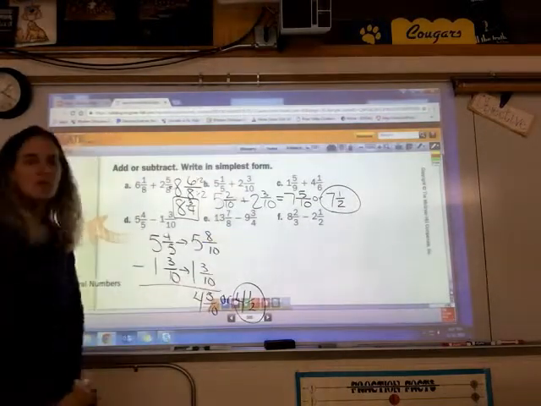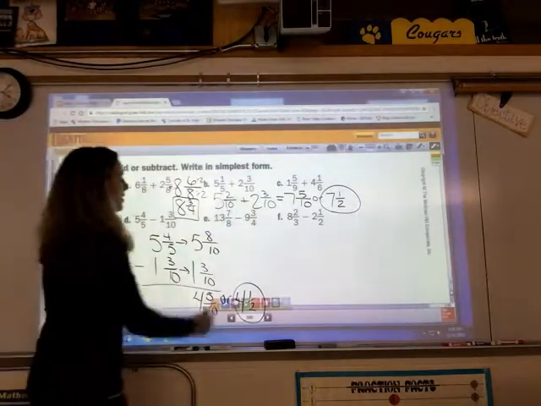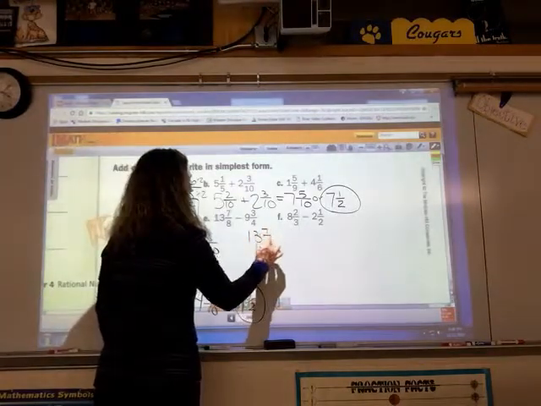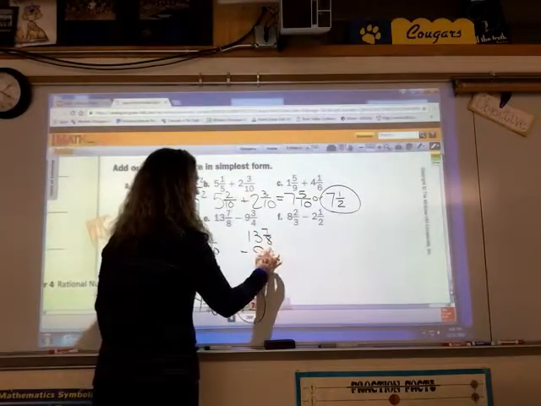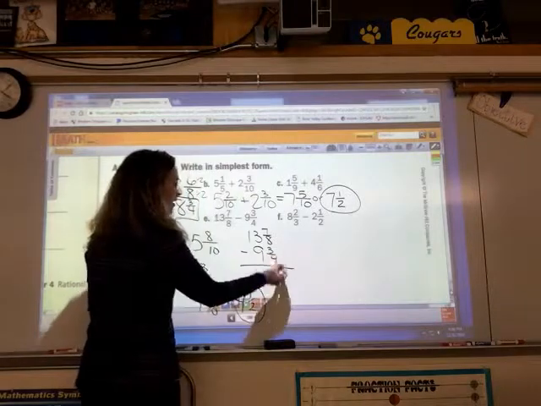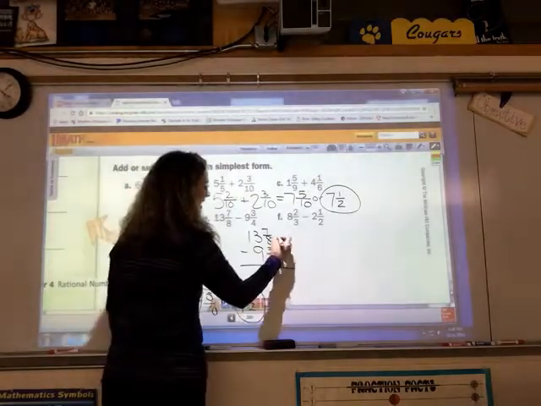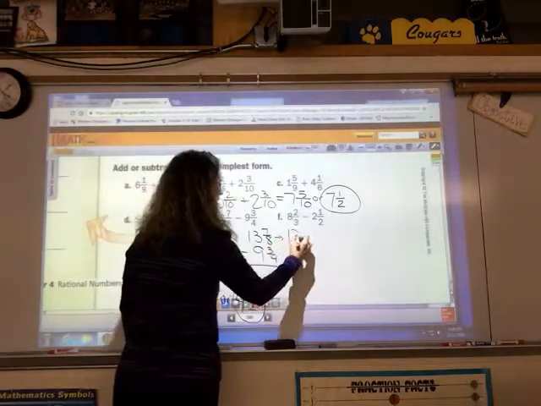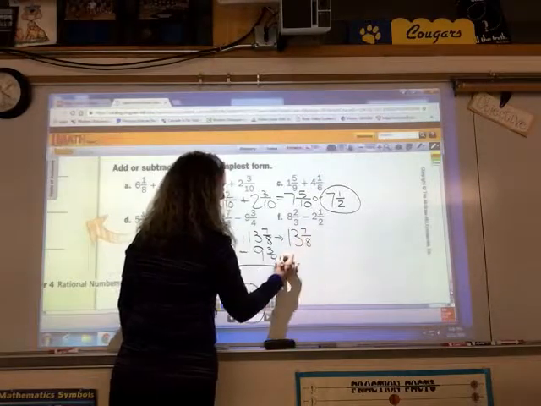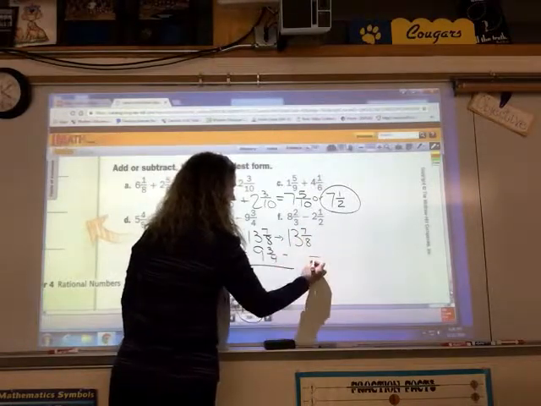Looking at letter E, we're subtracting on this one. So I'm going to rewrite it as 13 and 7/8 minus 9 and 3/4. Common denominator I'm going to leave and use 8. So this one's going to stay the same. So I'm going to leave it as 13 and 7/8 minus 4 times 2 is 8.